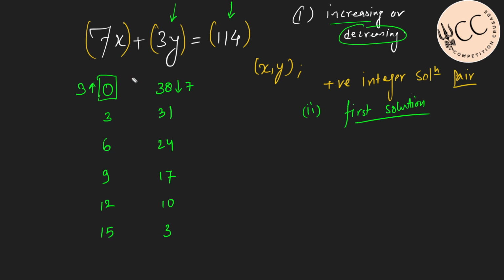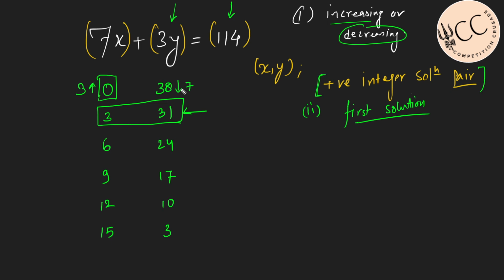So if you realize, how do I know that the next solution is 3 and 31? Because 3 will get added to 0, it will become 3, and 7 will get subtracted from this 38 to give me this one. Now if you notice, I have stopped at this point. I had asked you something, I had asked you how many positive integer solutions are available to this equation.